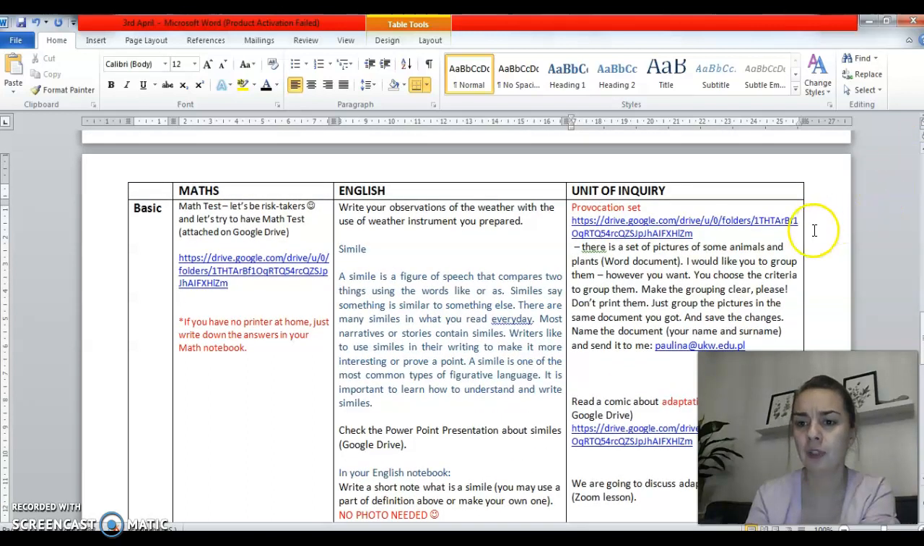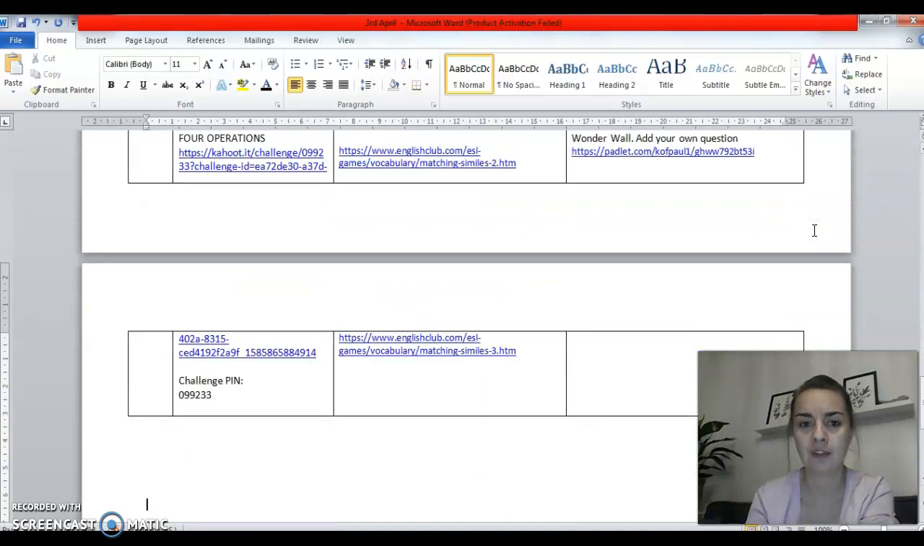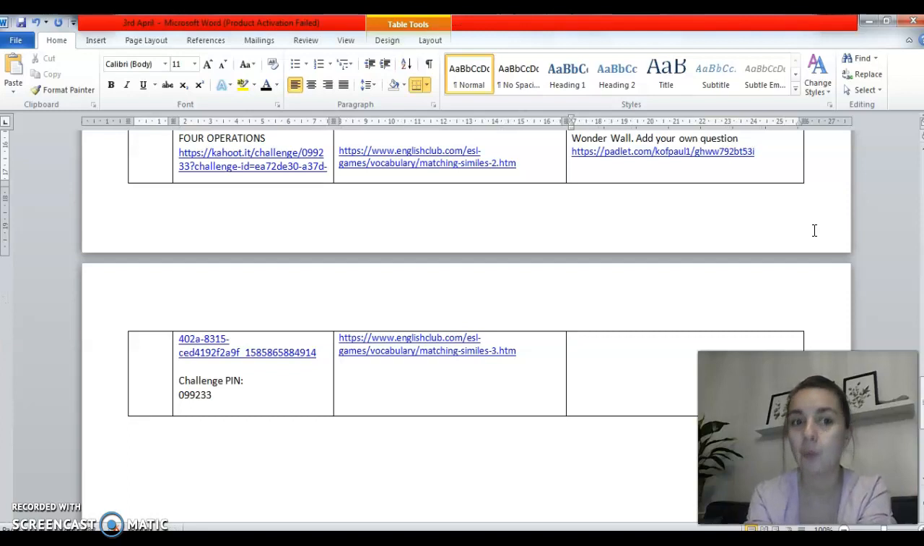If you would like to have some extra tasks, there is a Kahoot game with the 4 operations like the math test. So you can try playing the Kahoot game as well.